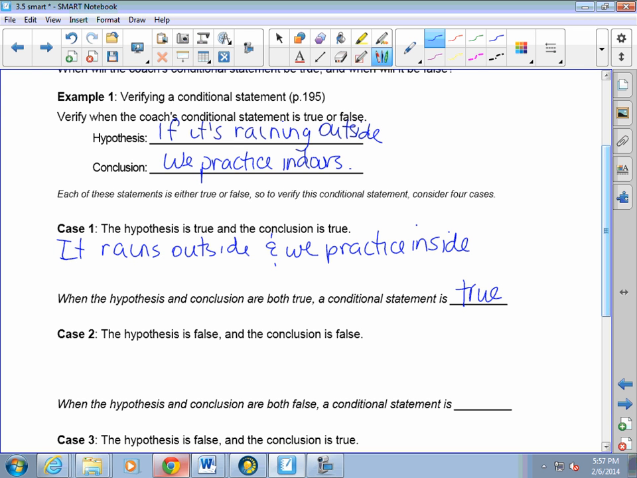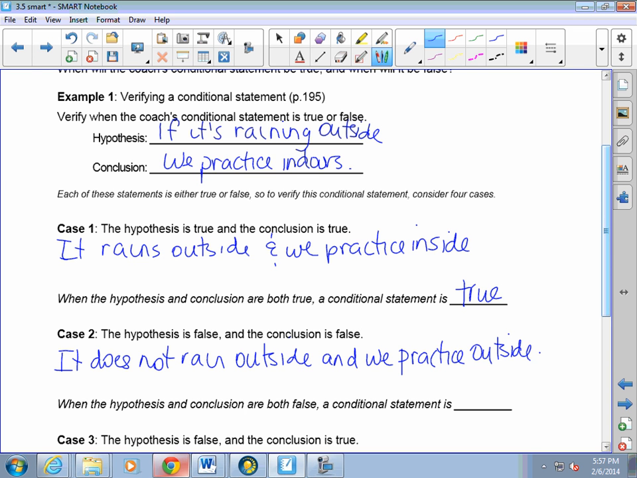The hypothesis is false and the conclusion is false. The hypothesis was, if it rains, so for it to be false is, it does not rain. And the opposite of practicing indoors is we practice outside. So when the conclusion and the hypothesis are both false, a conditional statement is true.